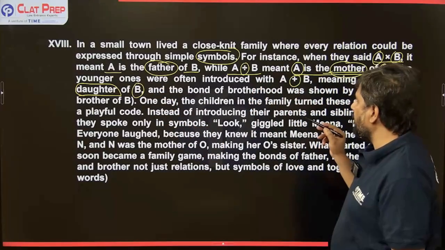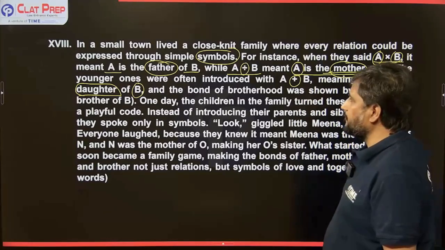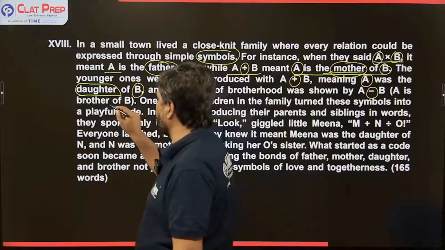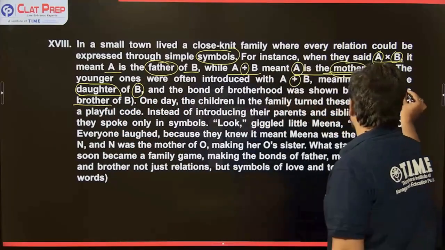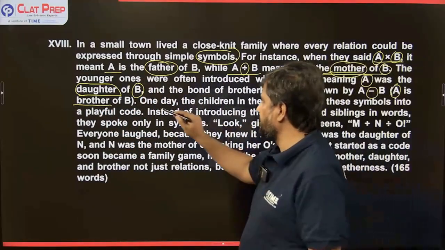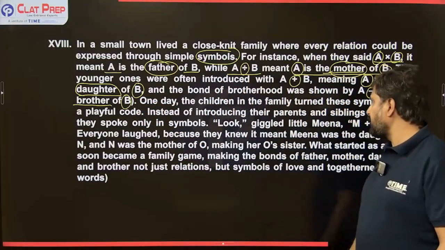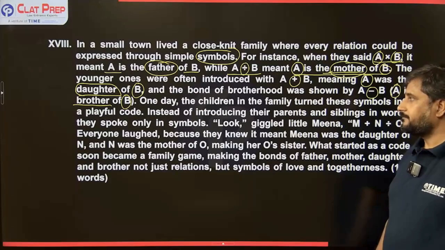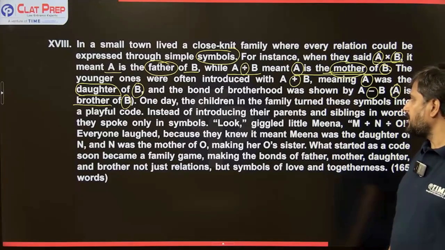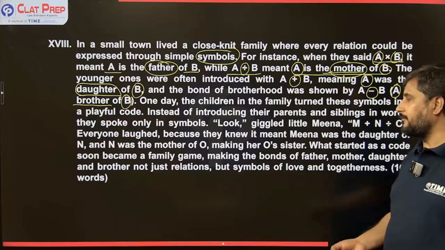And the bond of brotherhood was shown by A minus B. A minus B means A is a brother of B. Here also the order is the same. A comes first and then B comes next. One day, the children in the family turned these symbols into a playful code. Instead of introducing their parents and siblings in words, they spoke only in symbols.